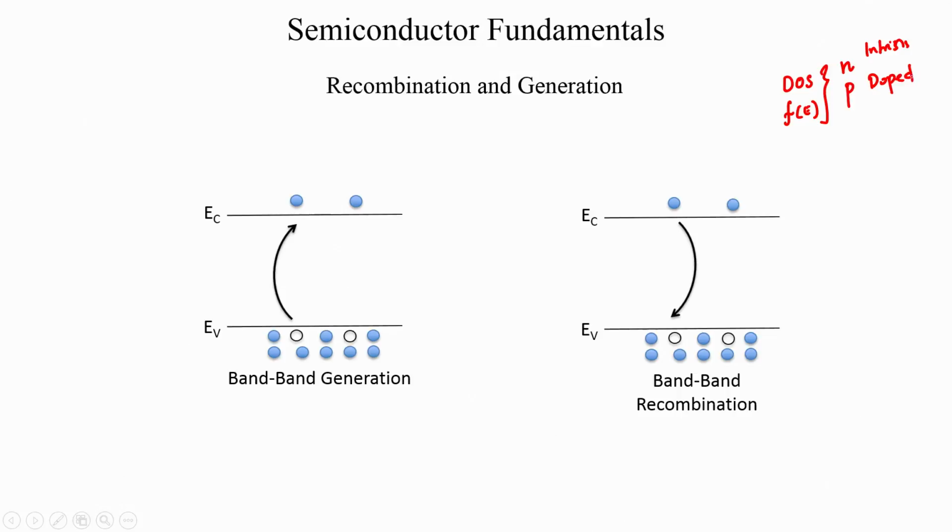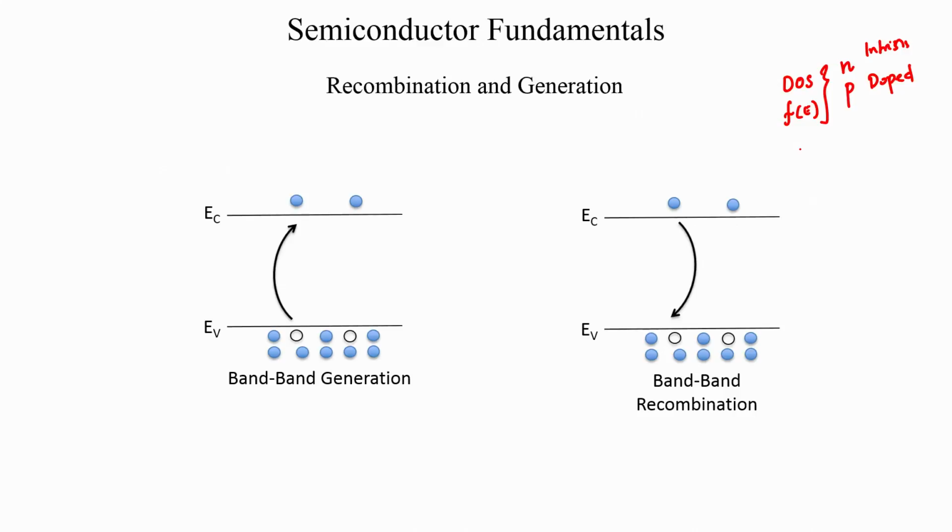Now what we are interested in this topic is to look at what happens when the semiconductor is taken out of equilibrium. What is the dynamics of the change in carrier count when the semiconductor is shifted out of equilibrium, and even in equilibrium, what are the mechanisms of generation of carriers and the recombination of carriers?